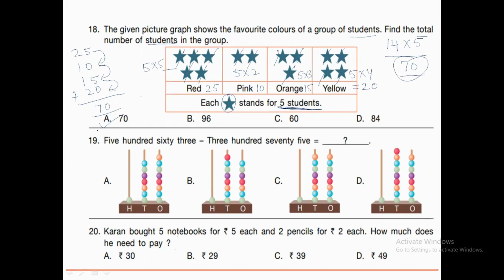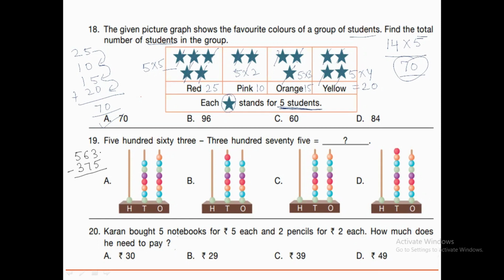Okay, ma'am. Now we have our next question, question number 19, which is 563 minus 375 equals what? So we need to subtract 375 from this. So what are we getting? We need to subtract it.